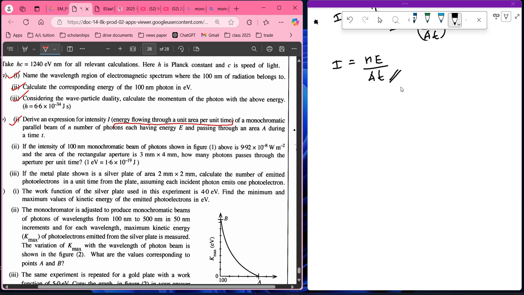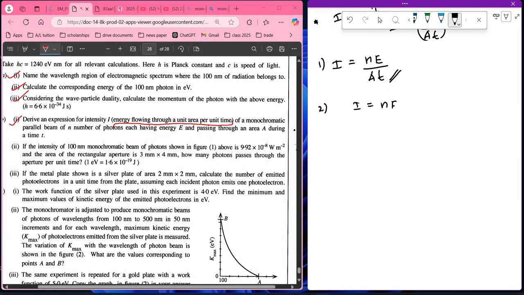The area of the rectangular aperture is 3 millimeters into 4 millimeters. So how many photons pass through the aperture per unit time? 1 eV equals that amount. So what are they asking? I think they are asking how many photons pass through the aperture per unit time. It seems to be a kind of substitution for the expression we obtained above, so just manage with substitution in this format itself.